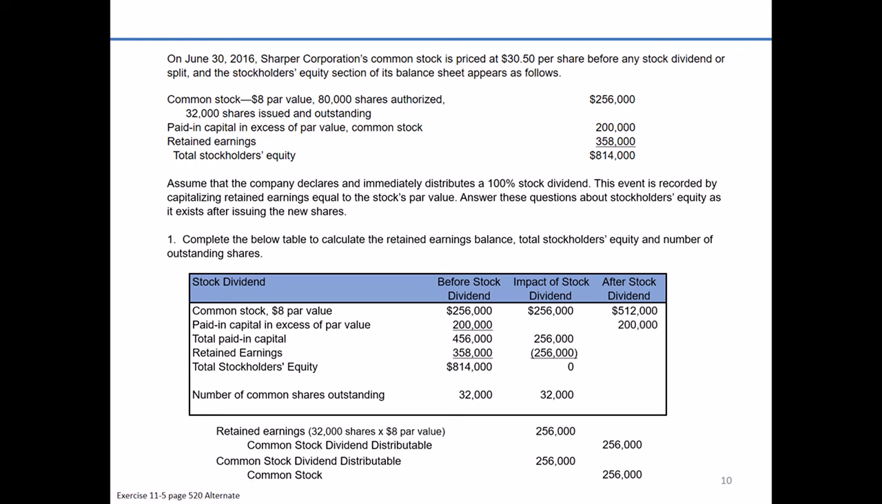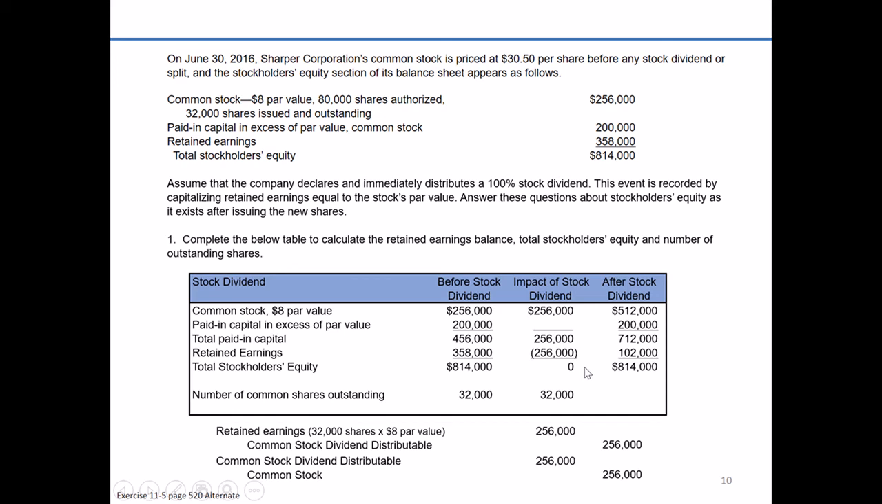Paid in capital in excess of par value doesn't change. It stays at $200,000. But now our total paid in capital or contributed capital is going to be $712,000. Retained earnings declines by an equal and opposite amount. It's going to go down by $256,000. So start at $358,000, declines by $256,000. Now retained earnings is $102,000. Take our total paid in capital of $712,000 plus retained earnings of $102,000 equals total stockholders' equity of $814,000. See, total equity did not change.